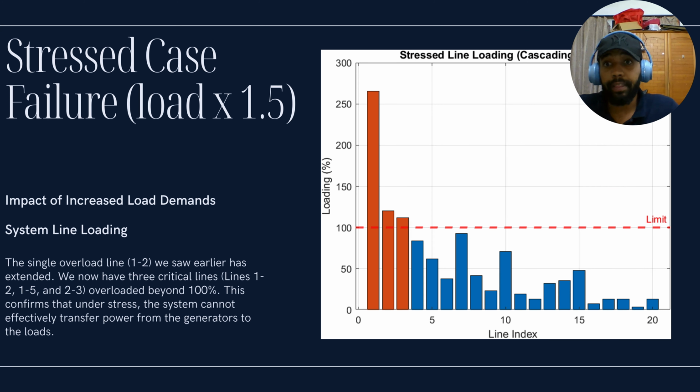Okay, now looking at the line loading at the stressed condition, we see that not only do we have a single stressed line, but we actually have three lines that are being stressed. And these lines are the previous one, which is from bus 1 to bus 2. Then we have from bus 1 to bus 5, and from bus 2 to bus 3. These lines are loaded beyond 100%. This confirms that the system cannot effectively transfer the power from the generators. So this will be the subject of our trial for improvement.